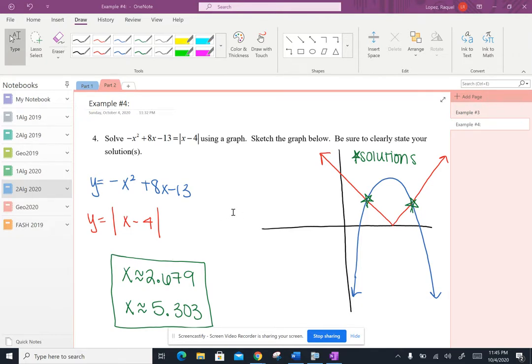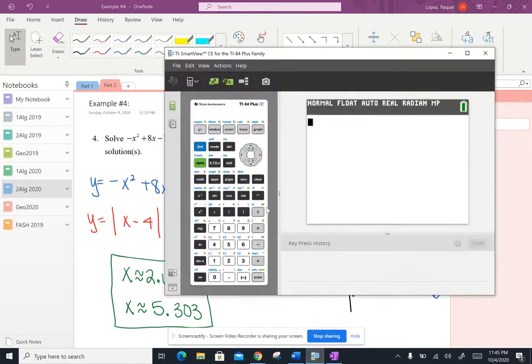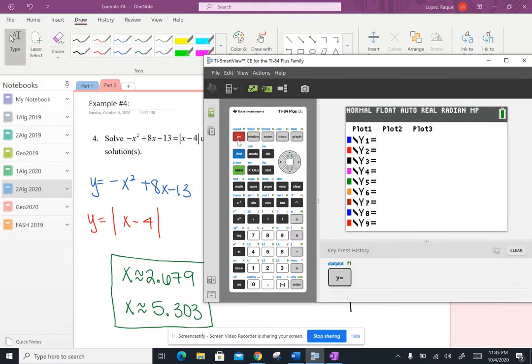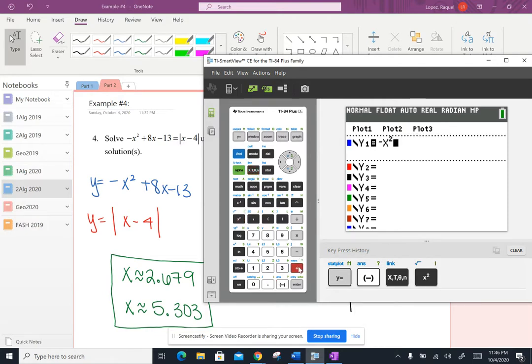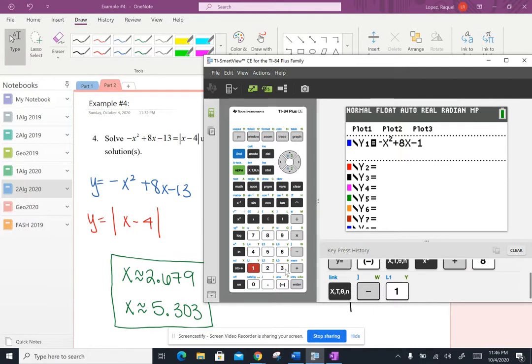If this is not what you got, then stick around because we're going to go through how we got these solutions together. Okay, so as always, we're going to start off by clicking the y equals button, and we're going to start off by typing in that quadratic that's right here in blue. So it's negative x squared, and to get the negative, I want this negative down here, because that's the negative sign that we're going to use. Again, we're going to hit x and then squared plus 8x minus 13.